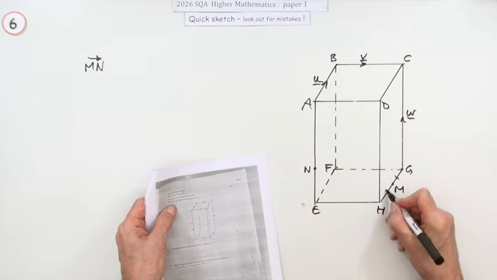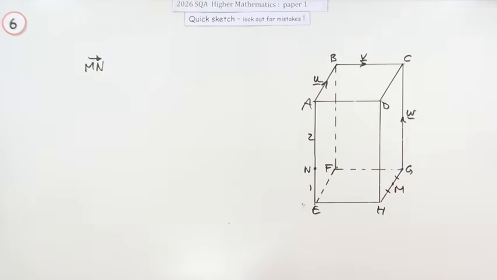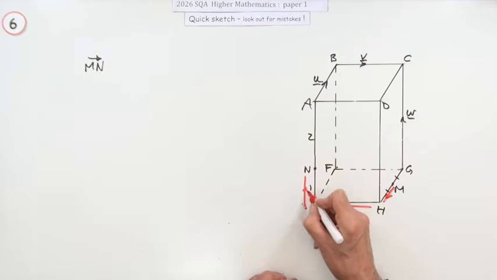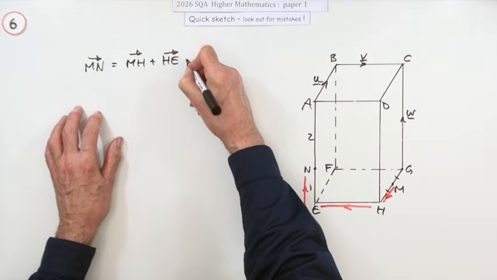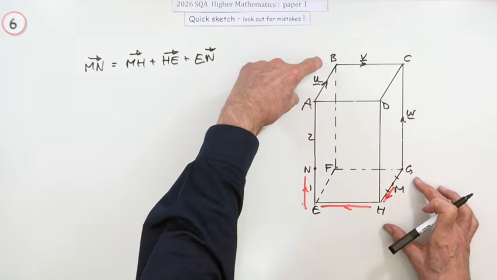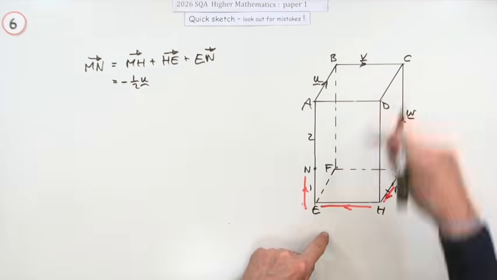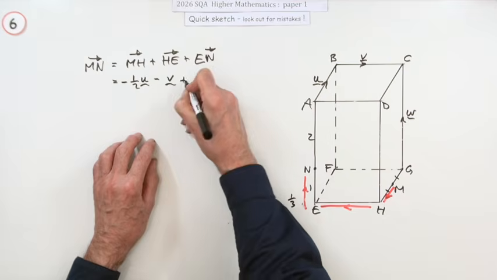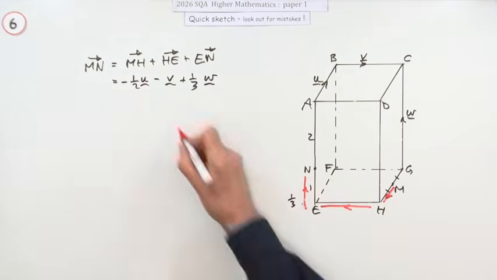Right, so m cuts that in half, and n divides the ratio of 1 to 2. Right, you want mn. Well, go from m to n, go from m to h to e, and e to n. Just write that down. M to h to e, and then e to n. Now, m to h is half of that line. That's half of u, but going the wrong way, so negative a half of u. h to e is all of v, but going the wrong way, so negative v. That's 1. There's 3 bits altogether. That's 1/3 of the way, and it is the right way for w, and that's it.